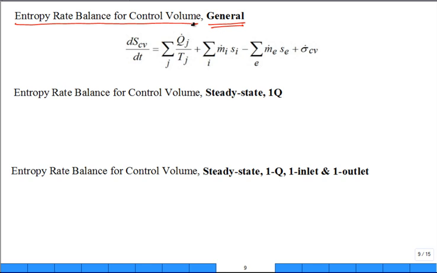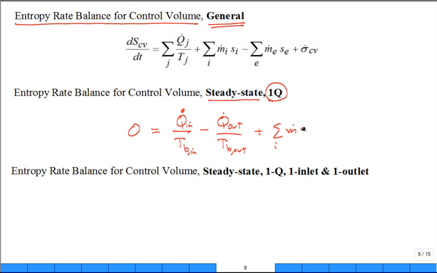Now, what happens if it's steady state? How does it change? Well, that left-hand side is zero at steady state. What happens if you have one Q? You just have Q dot in, and you have the boundary temperature. This is in. Maybe I put minus Q dot out divided by the boundary temperature out. Maybe I write it like that. And I have plus the sum of the mass flow rates in, entropy in, minus the sum of the mass flow rates, entropy exit, plus entropy generation.